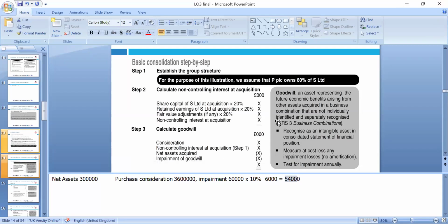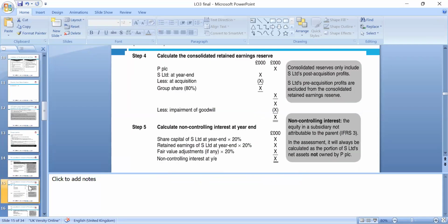Under FRS 3 we can combine their financial statements, and intra-company trading we eliminate. Any questions? Please, if you have any, you can ask.